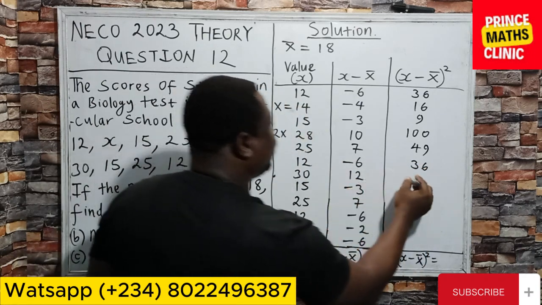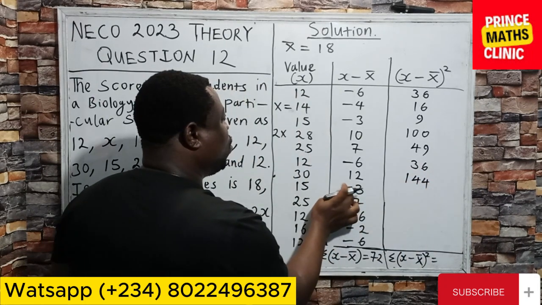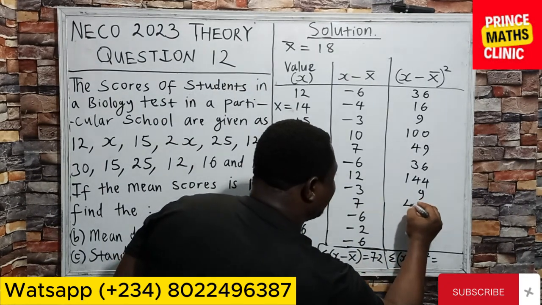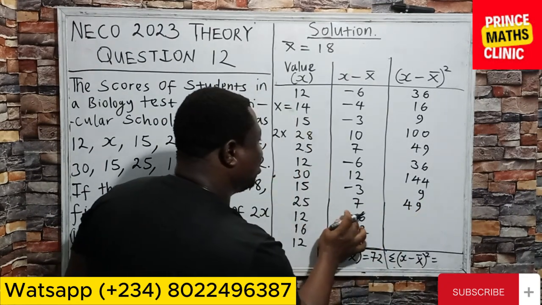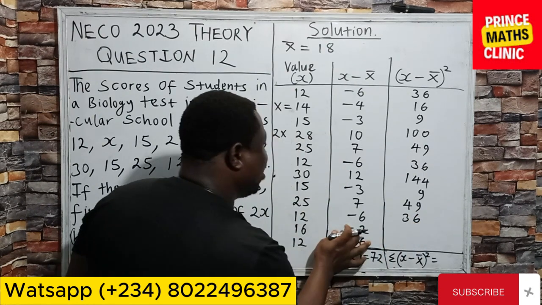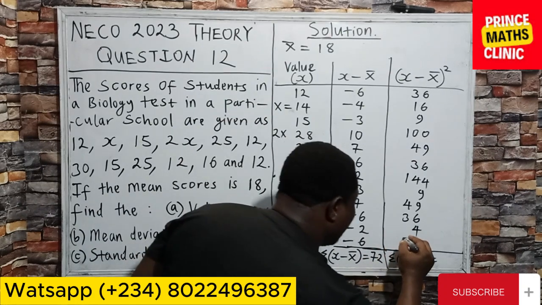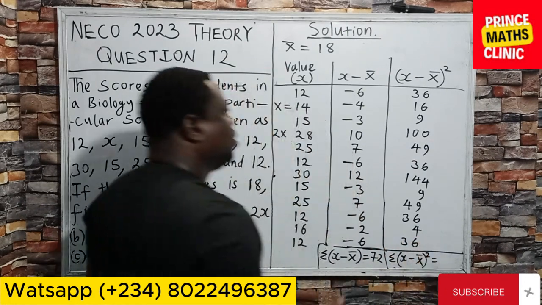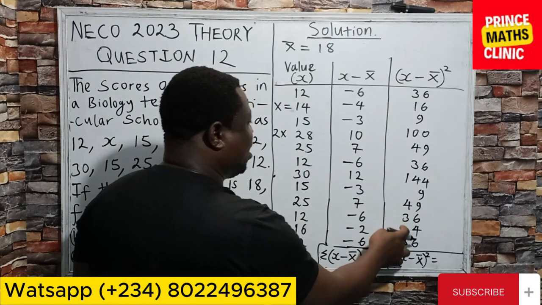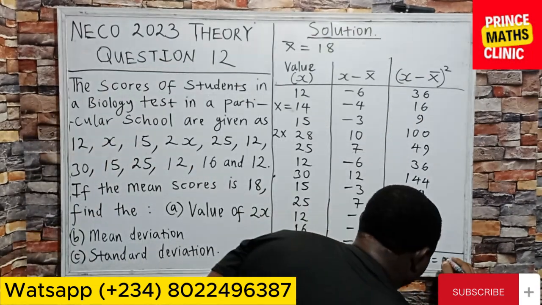If you square 12, you get 144. If you square negative 3, you get 9. If you square 7, you get 49. If you square negative 6, you get 36. Then, if you add up everything you have here, you should obtain 524.